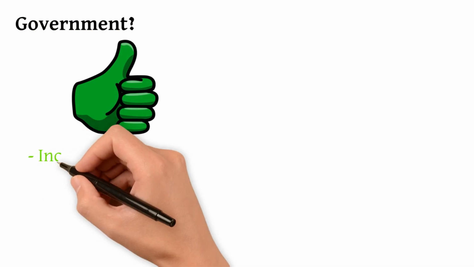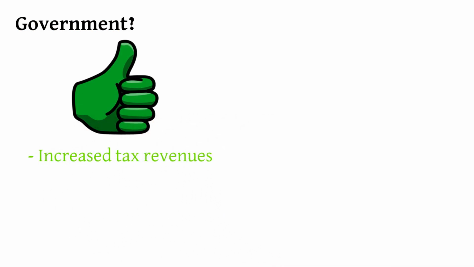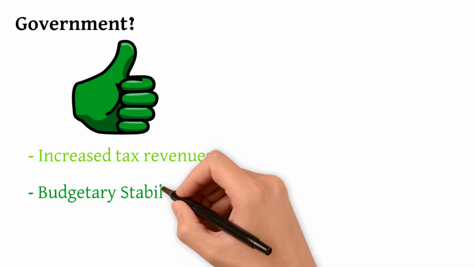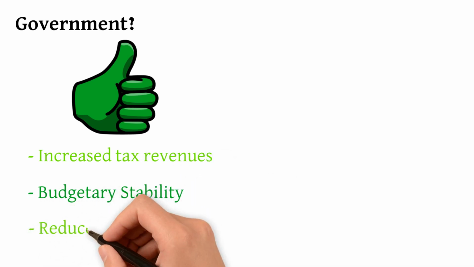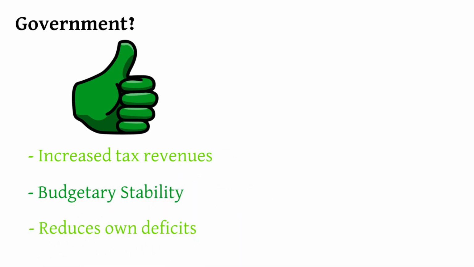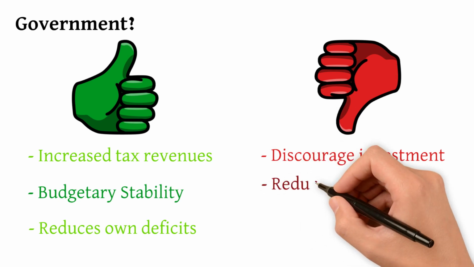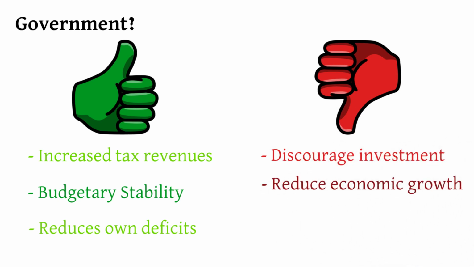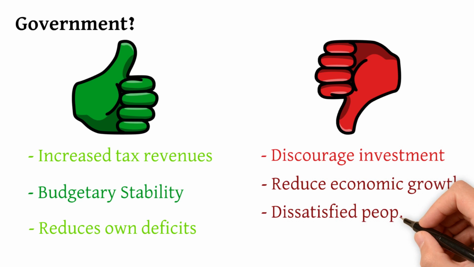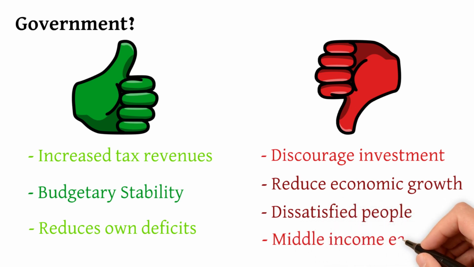But what about the government? The government has increased tax revenues, gets budgetary stability, and reduces its own deficits. However, in the longer term, this may discourage investment, reducing economic growth. People could get dissatisfied with the government when they are pushed into higher tax brackets. It could also unfairly affect middle-income earners who are dragged into the high-income tax bracket.